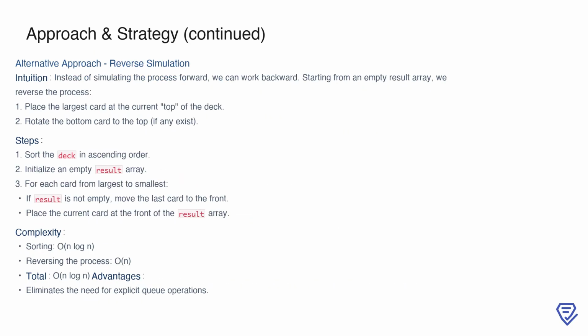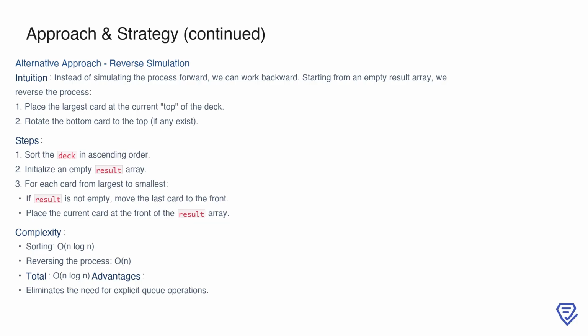An alternative approach to solving this problem is to reverse the simulation process. Instead of simulating forward, we can work backward using a process that starts with the largest card and reconstructs the deck in reverse order. The idea is to place the largest card at the front of the resulting array and then simulate the rotation by moving the bottommost card to the top, if any cards already exist in the result.